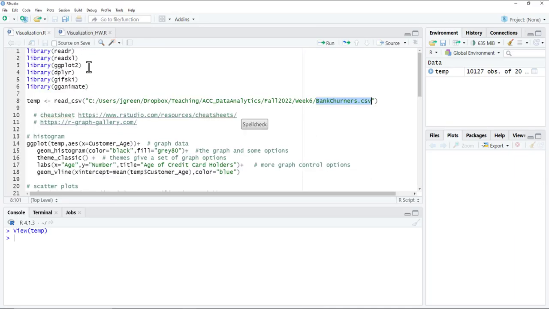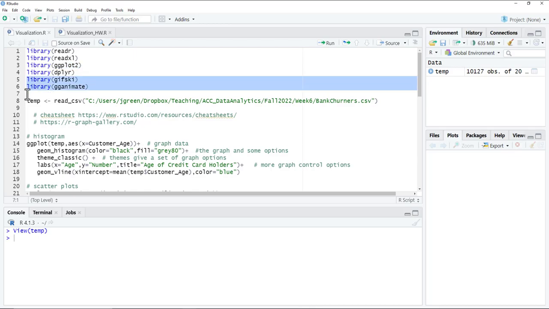We've already had ggplot2. This is the primary workhorse of plotting in R. There are two new packages we're going to use. gifski creates an animated output. gganimate also is the thing that creates all the files for that. And so I read in the data set.